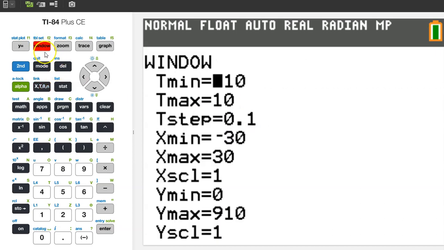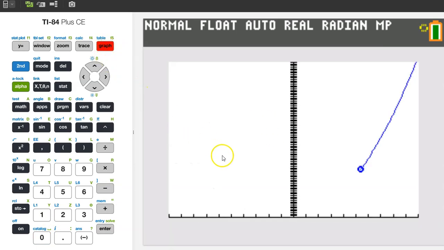Let's adjust the window. The Tmin and Tmax are still -10 and +10. The Xmin and Xmax will also be -10 and +10. The Ymin was 0. The Ymax was like 84. I'm just going to go ahead and put in 100. And let's hit graph and see what we get. The animation showed the directionality from right to left, just like we thought.